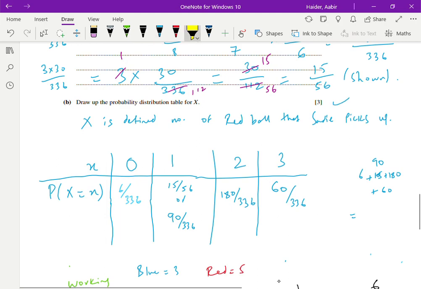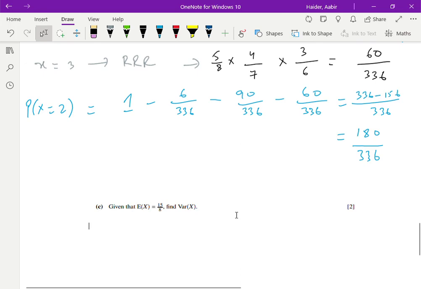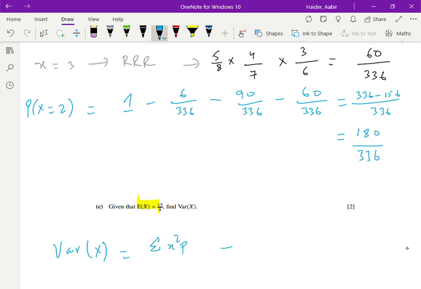We got the 3 marks, and the last part of the question is asking you, again, it's providing you the expected value of x and asking you to find the variance of x, as was the case in the previous question that we solved in this video. Now the expected value is provided to be 15 over 8. By now you must be having the formula of variance of x in your head, and that was summation of x squared times p, subtract from that the square of the expected value of x.